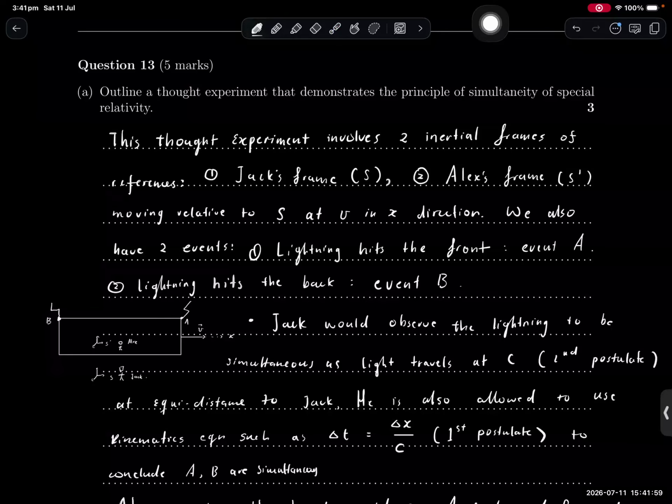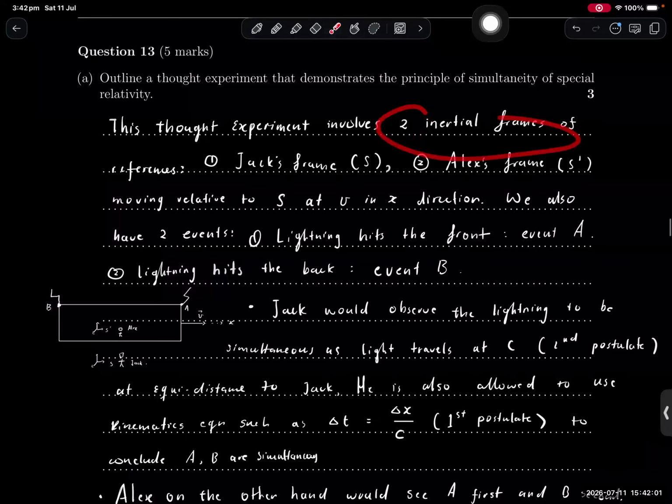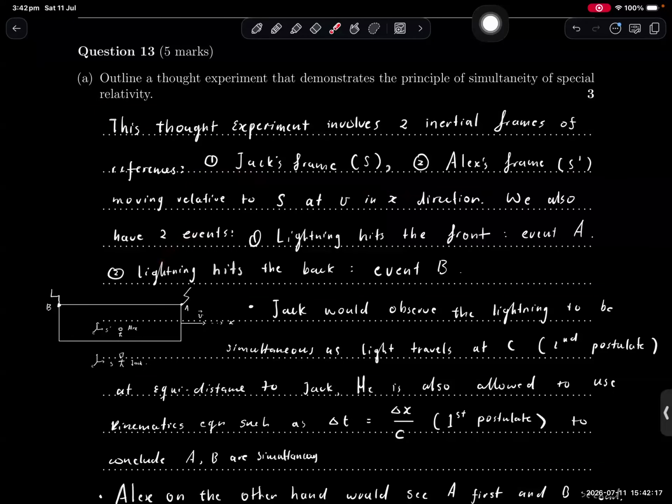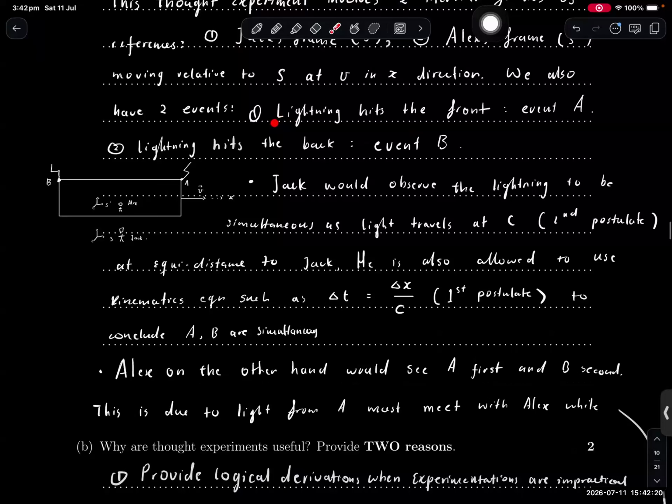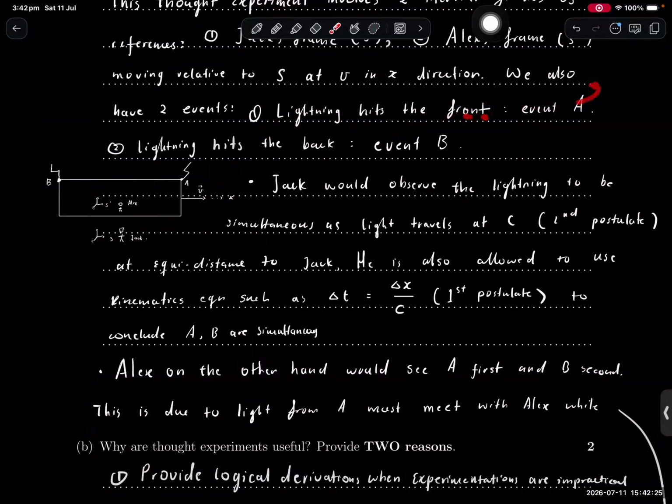So this thought experiment involves two inertial frames of reference. First one, Jack's reference frame, and then Alex's reference frame, S and S prime, moving relative to S at speed v in the x direction. So you have to define your frame of reference first, and then we're going to define our events. Two events. The first event is when the lightning bolt hits the front of the train, and the second event is the lightning bolt hits the end of the train. And then we analyze the situation with something like this.